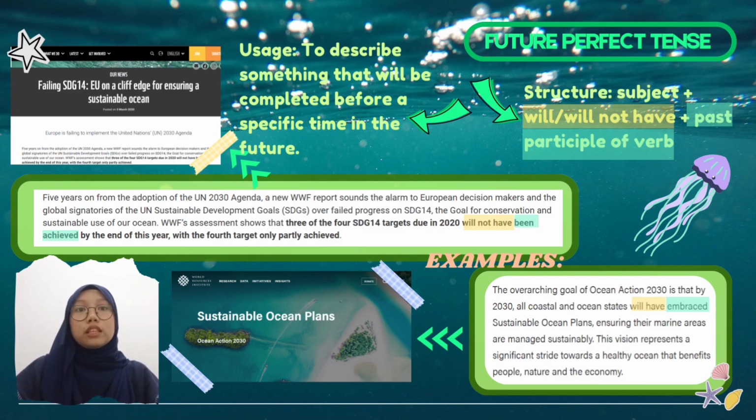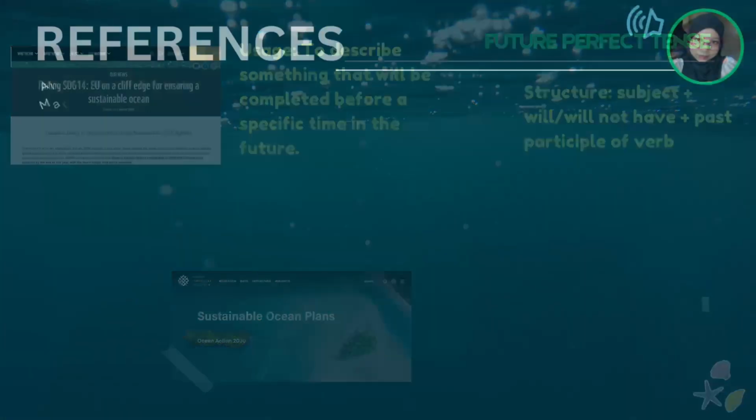Next is the second example. The subject is "all coastal and ocean states". The yellow highlighted word, again our helping verb, is "will have". And then our blue highlighted word, the verb, is "impress".